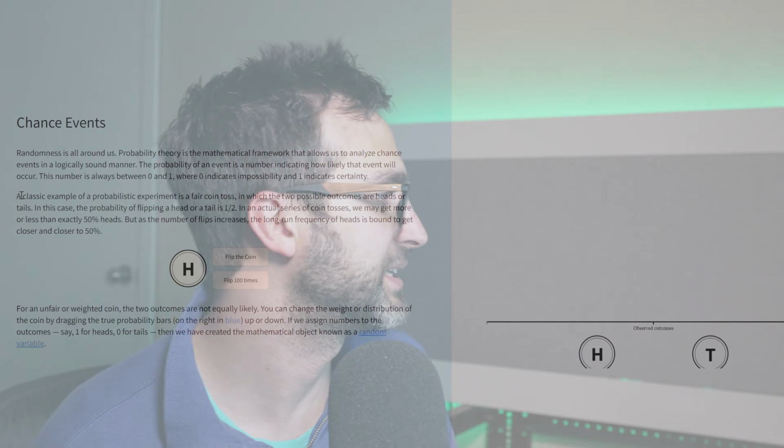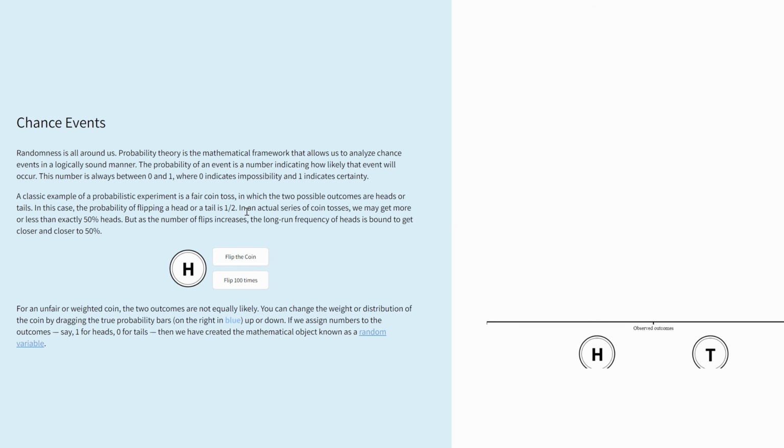Classic example, probability, fair coin toss. 2 possible outcomes, heads or tails. Obviously pretty straightforward. In this case, the probability of flipping heads is half. In an actual series of coin tosses, we may get more or less, so obviously a little bit of variance happens there. As the number of flips increases, the long-run frequency of heads is bound to get closer and closer to 50%. Obviously, you'd imagine them to converge.